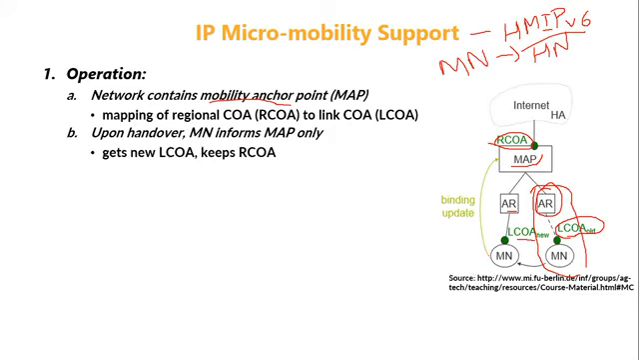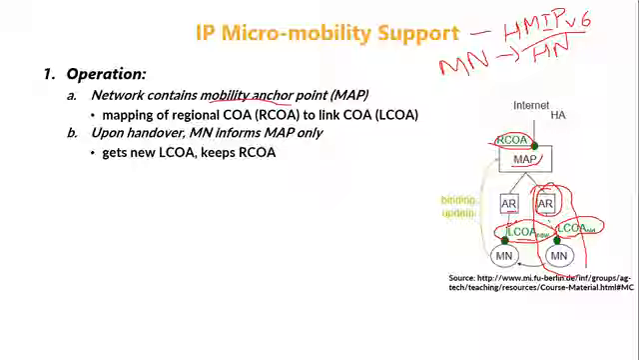When it has moved to the new AR, it will automatically be allocated a new LCOA, a new local care of address. So whenever there is a handover, this is a local handover, because the mobile is moving from one access router to another access router. That is a local handover.